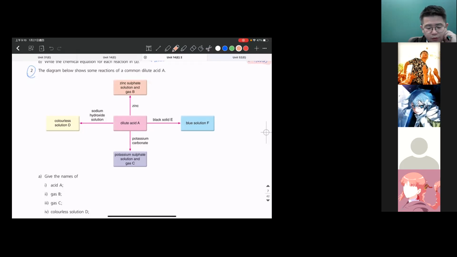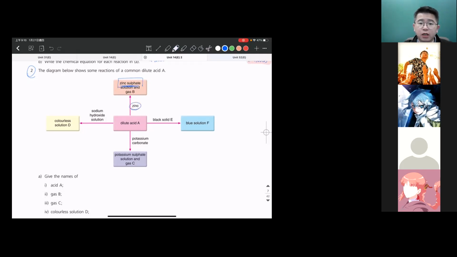Give the names of acid A. Sulfuric acid. How will you know? Because it reacts with zinc and gives zinc sulfate. So I know the acid contains SO4. Okay, so yes, that's right. So this is our logical deduction.